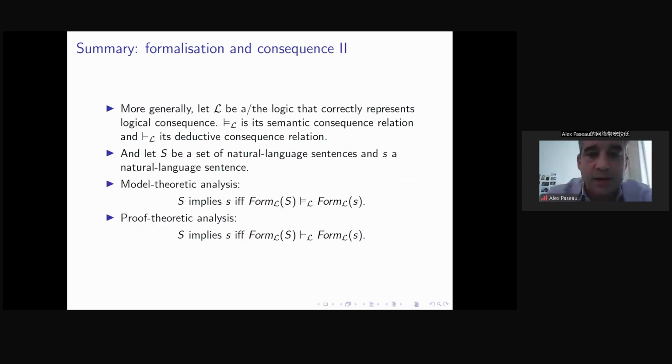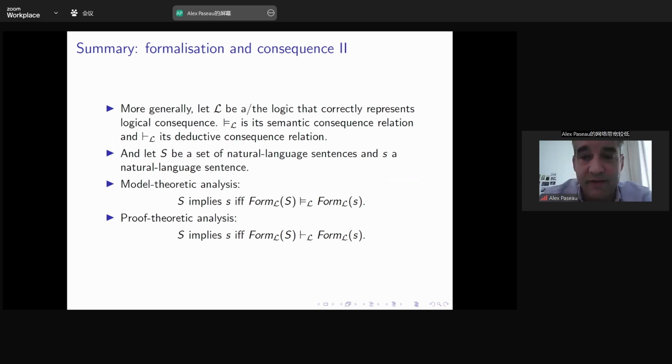Okay. And so more generally, if we let L be a logic, or the logic, perhaps, that correctly represents logical consequence, double turnstile L is a semantic consequence relation, and single turnstile L is a deductive consequence relation. And again, big S is a set of natural language sentences and little s a natural language sentence. Then the model theoretic analysis tells us that big S implies little s if and only if the formalization in L of big S implies in L the formalization in L of little s. And then the proof theoretic analysis replaces the double turnstile with a single turnstile. Instead of talking about models, it does it in terms of derivability.